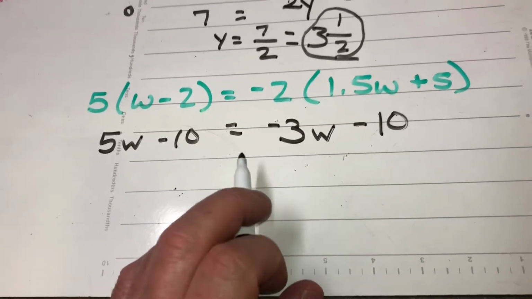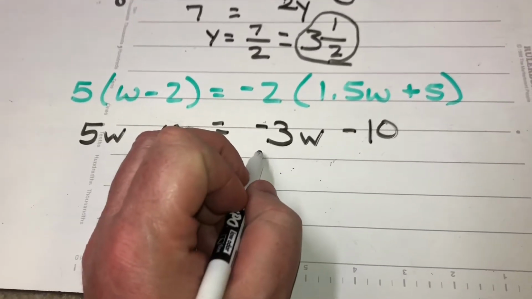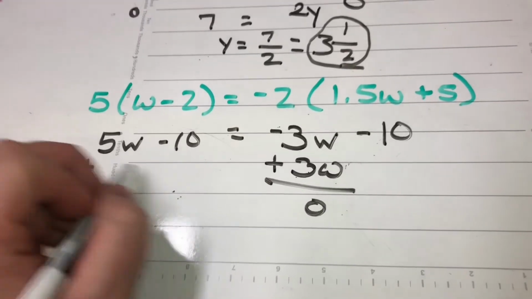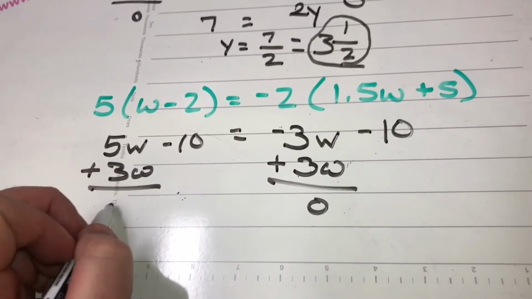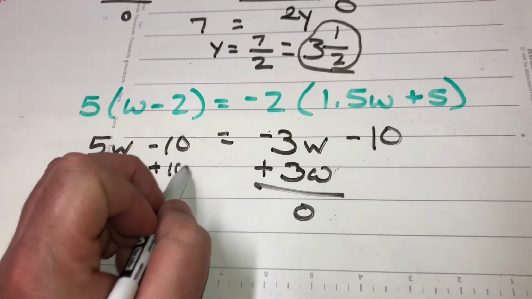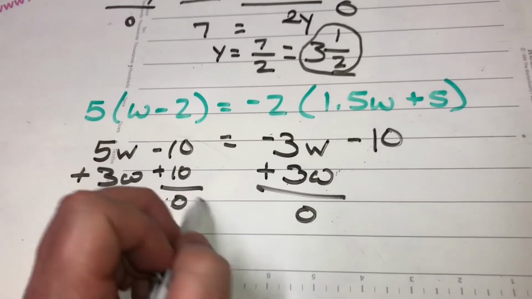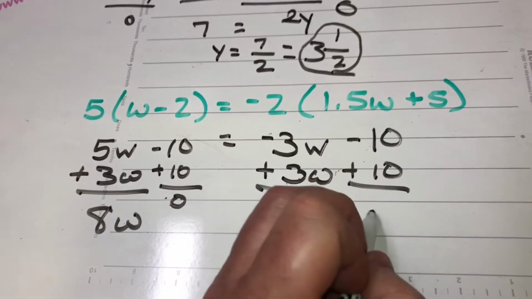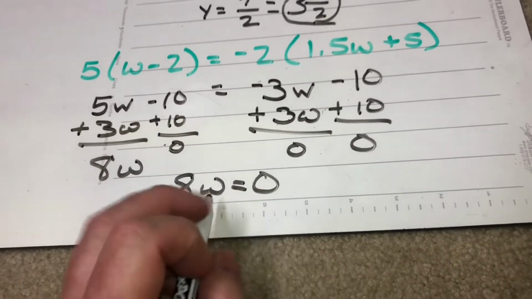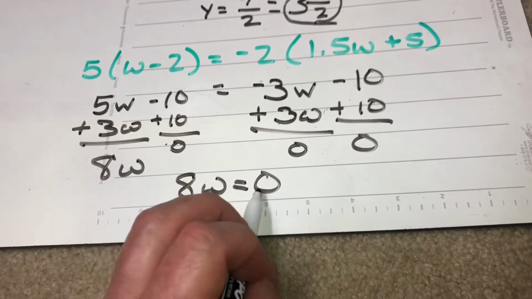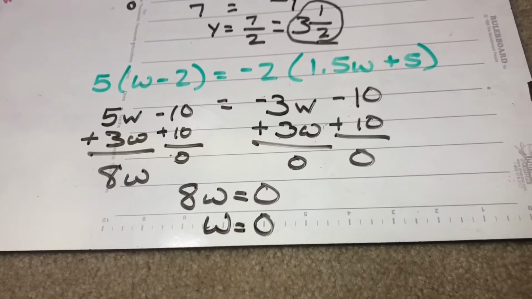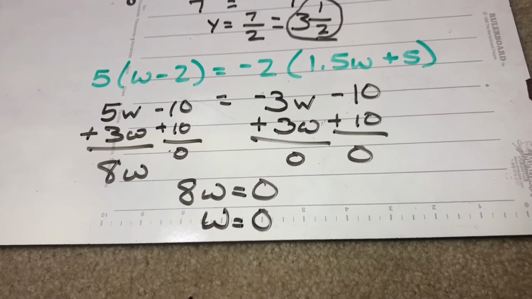What I'm going to do here is add 3w to both sides. It's going to give me 0 here. If I add 3w to this side, I need to add 3w to this side. That's going to give me 8w. I brought a 0 over here, so I need to bring a 0 over here. I'm going to have to add 10 because that's negative 10. That gives me 0. If I add 10 to this side, I'm going to have to add 10 to that side. So that leaves me with 8w equals 0, which essentially means 8 times something equals 0. Well, w equals 0. And so that pretty much solves for that.